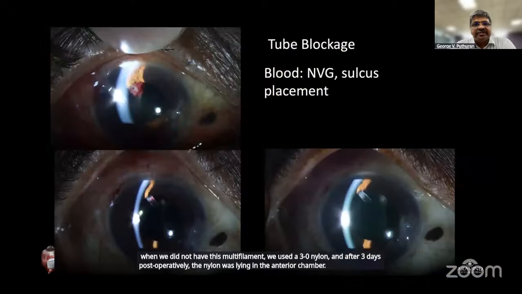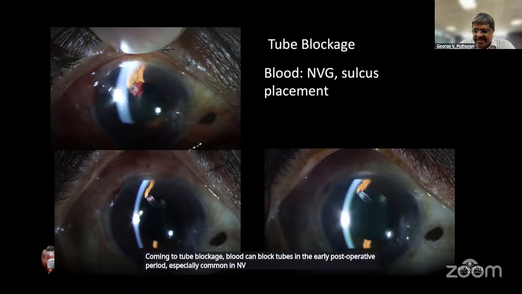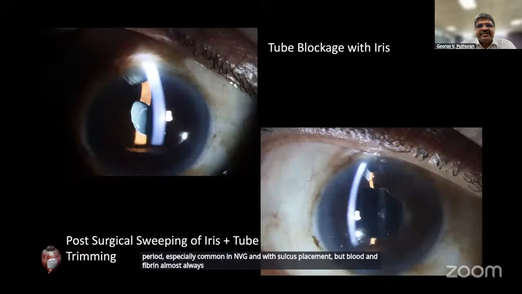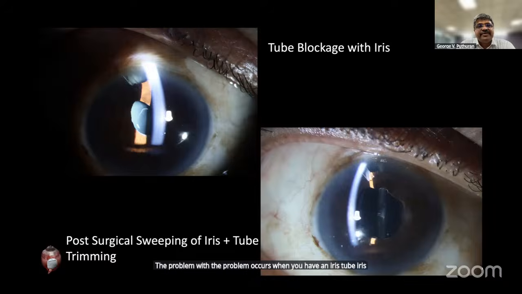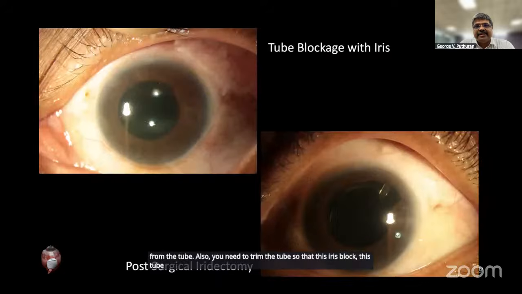Coming to tube blockage, blood can block tubes in the early post-operative period, especially common in NVG and with sulcus placement, but blood and fibrin almost always resolve spontaneously. The problem occurs when you have a tube iris block like this. The first picture, you can see that the tube has slipped into the surgical PI site and it's blocked. So you will have to sweep the iris away from the tube. Also, you need to trim the tube so that this tube iris block doesn't recur.